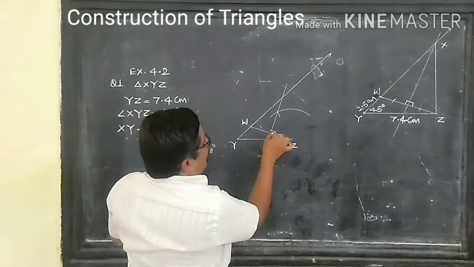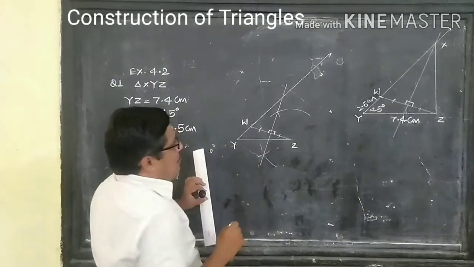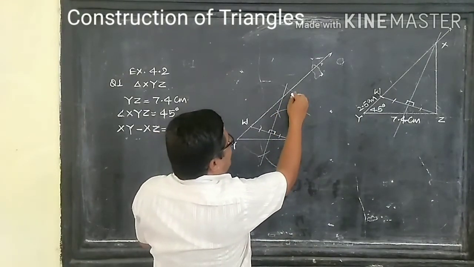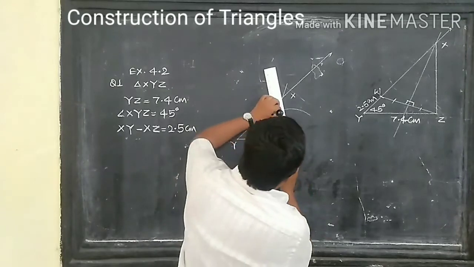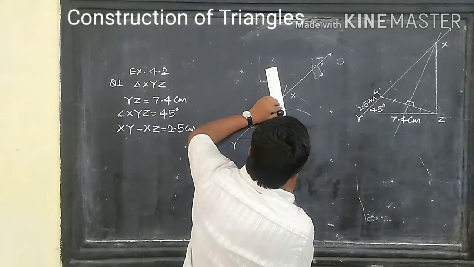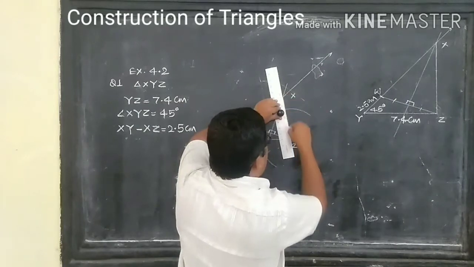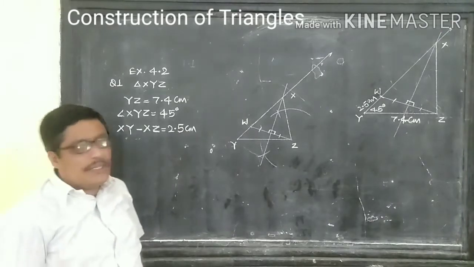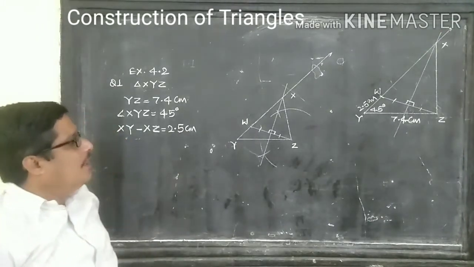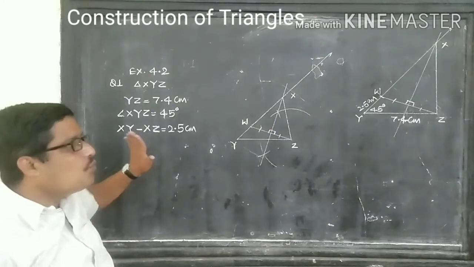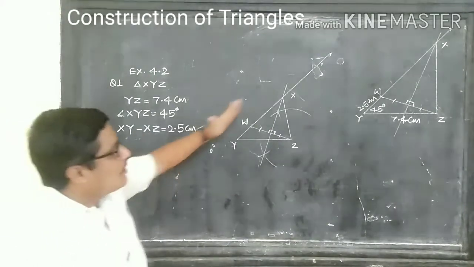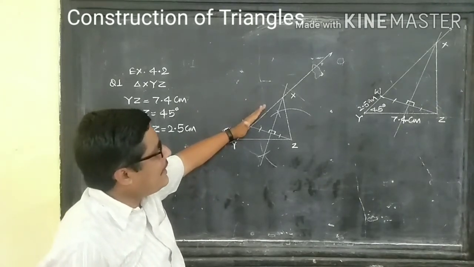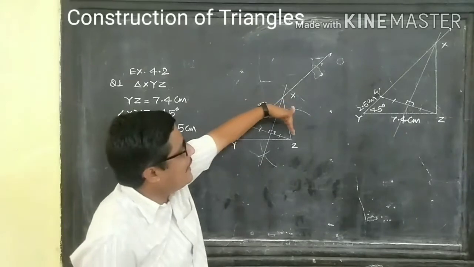So this is the perpendicular bisector of segment WZ, and the point that we get here is X. After that we have to draw segment XZ. So in this way we can construct this type of triangle. Now this is one case in which the side on the left is longer than the side on the right side.